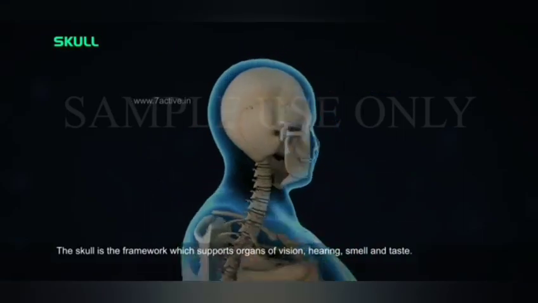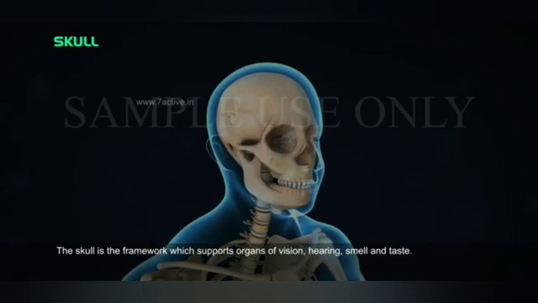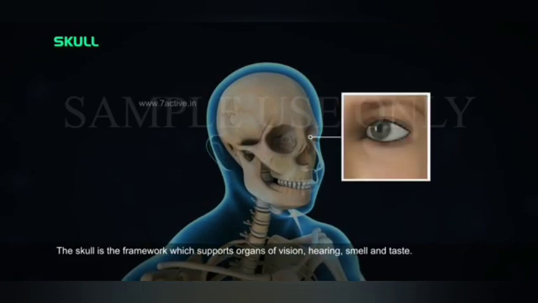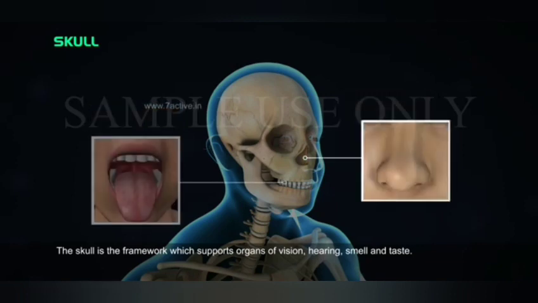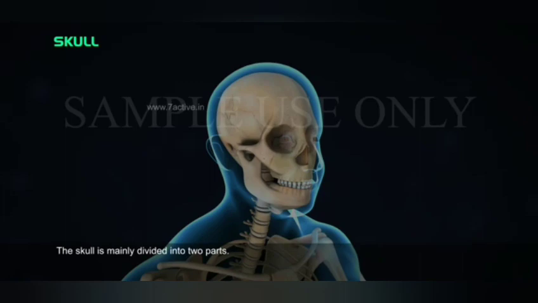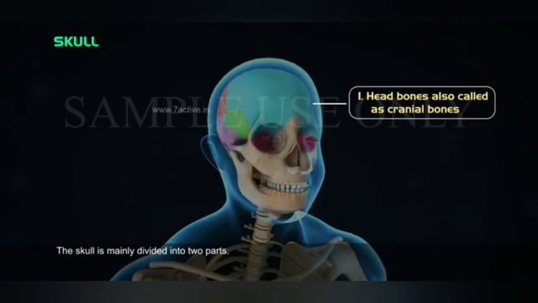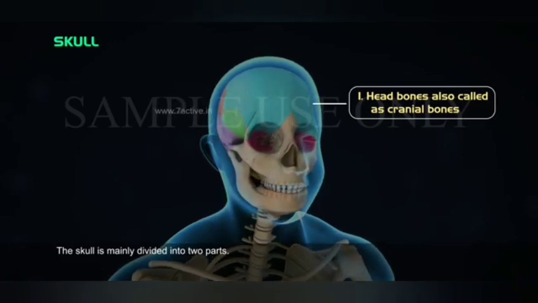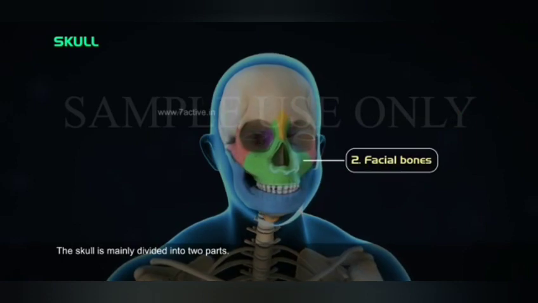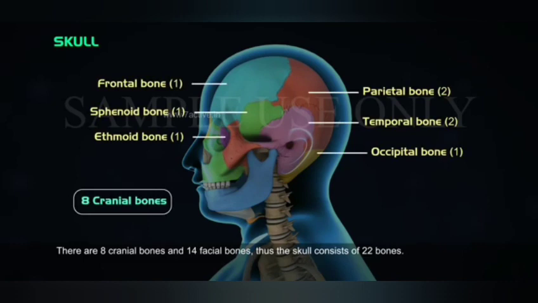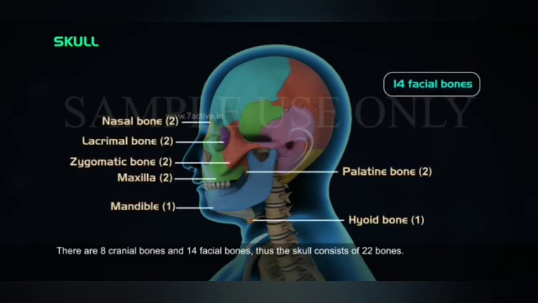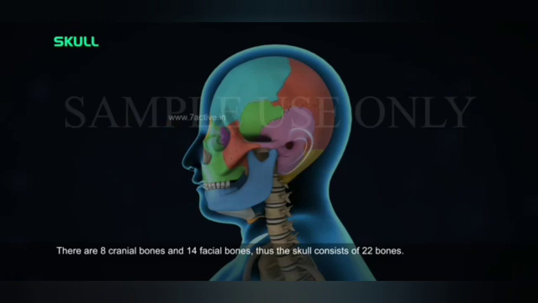Skull. The skull is the framework which supports organs of vision, hearing, smell, and taste. The skull is mainly divided into two parts. 1. Head bones, also called cranial bones. 2. Facial bones. There are 8 cranial bones and 14 facial bones. Thus, the skull consists of 22 bones.